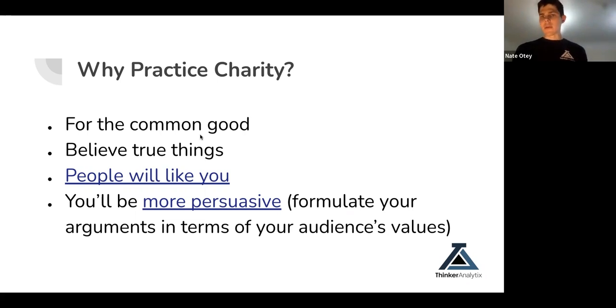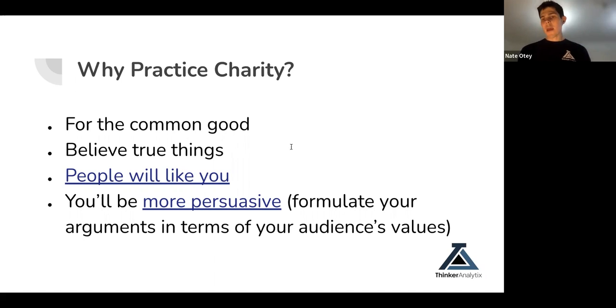And that will motivate some students, but when I was in college, certainly I was much more self-interested. The believe true things will definitely appeal to a certain subset of students. You can also just point out that people will like you more because people like people who listen to them, and people tend to reciprocate the way they're treated. So if you listen carefully to them, people will listen carefully to you.